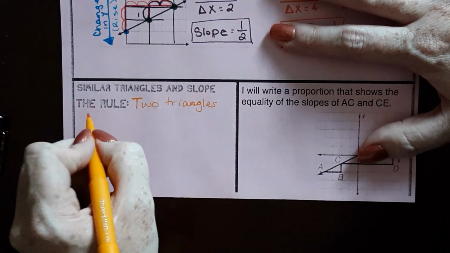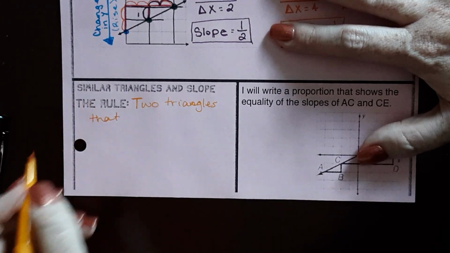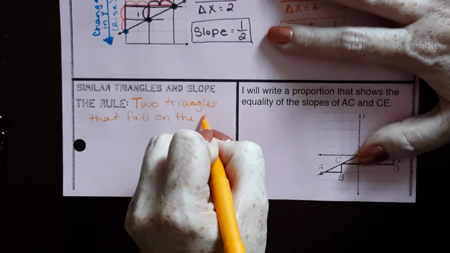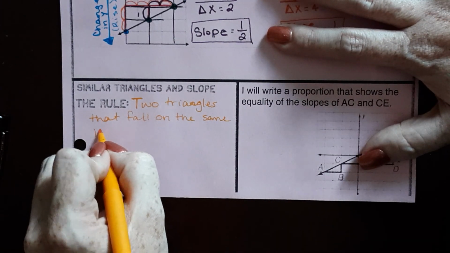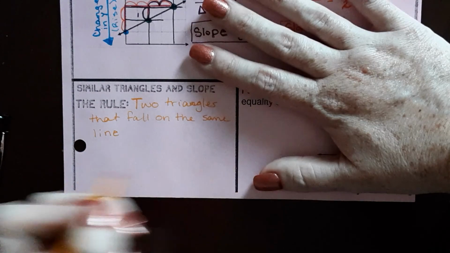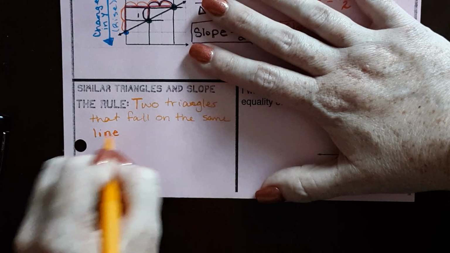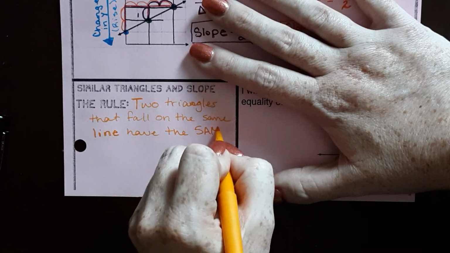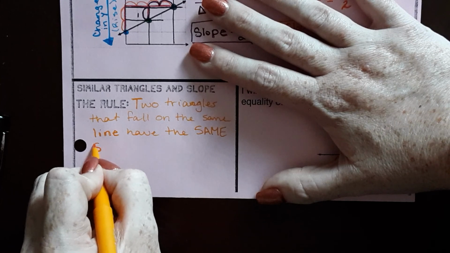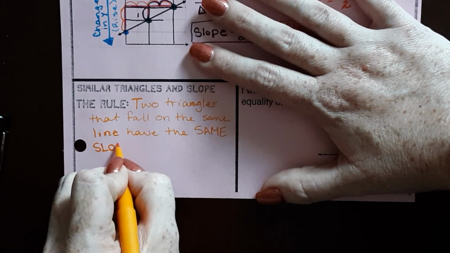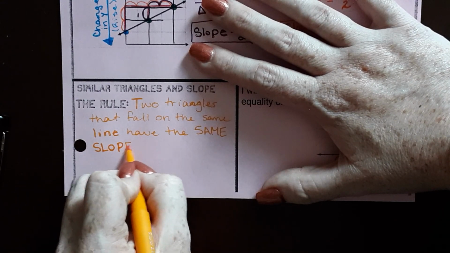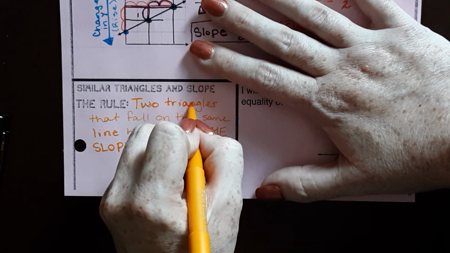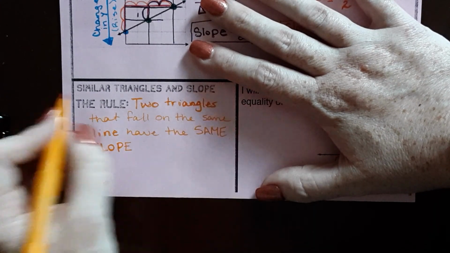It's supposed to be an N, sorry. Two triangles that fall in the same line have the same slope. Just going to fill this in a little darker while you write.